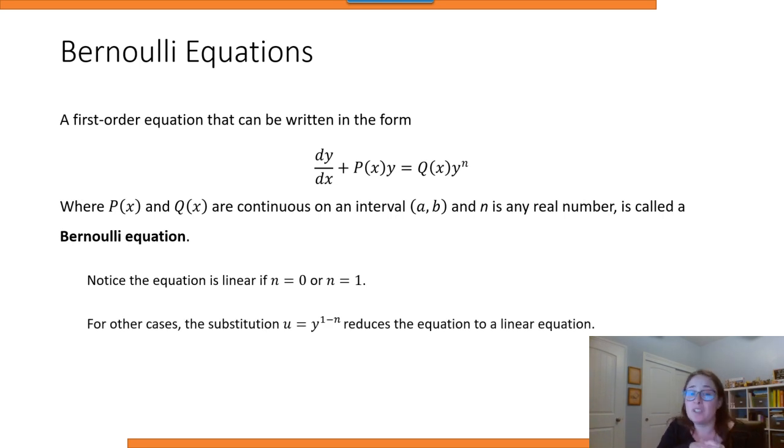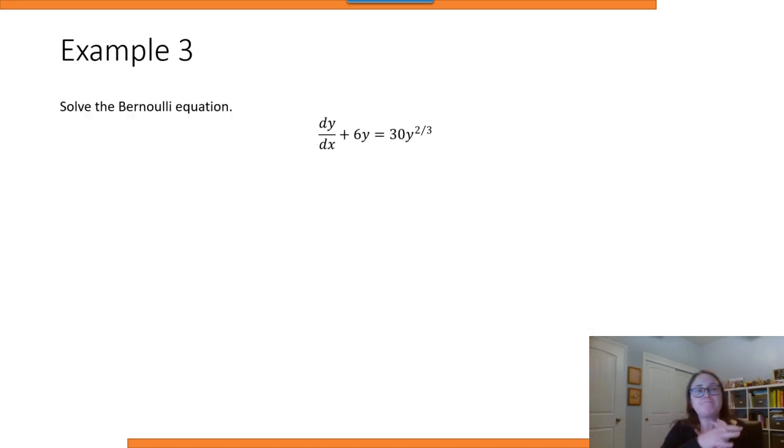And the substitution we're going to use here is u is equal to y to the 1 minus n. So whatever that power of n on the right is, I'm going to do 1 minus that and stick that on my y. And using this substitution should give me a linear equation. I will need to do a differential of this, but it's going to be different every time because I'm going to have a different power of y each time. So let's do an example where we can see how this works.